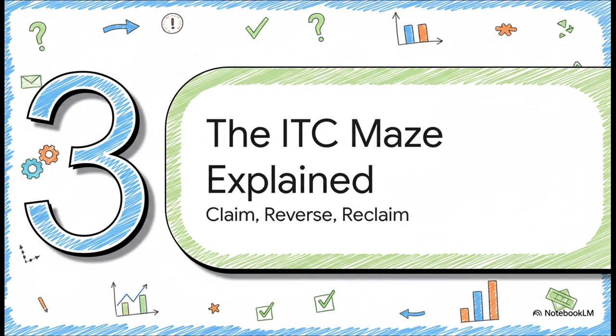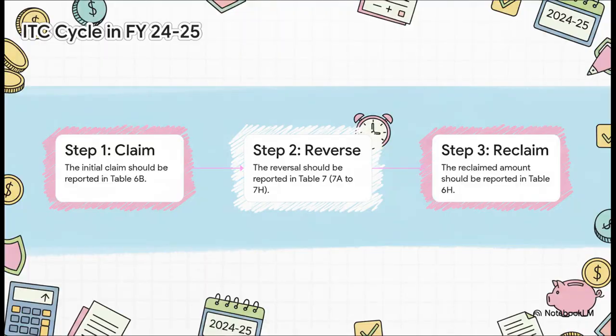Okay, deep breaths, everyone. We're now heading into what is, for many, the most confusing part of the entire GSTR 9, that whole cycle of claiming ITC, then having to reverse it, and then maybe reclaiming it later. Getting this sequence right is absolutely vital. Let's start with the easy one. Scenario 1, the whole cycle happens within the same financial year. So you claim it, you reverse it, and you reclaim it all before March 31st.